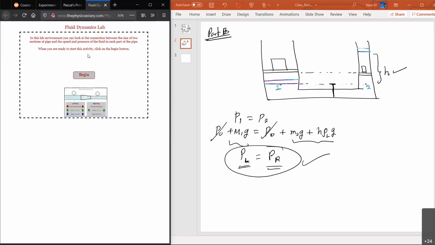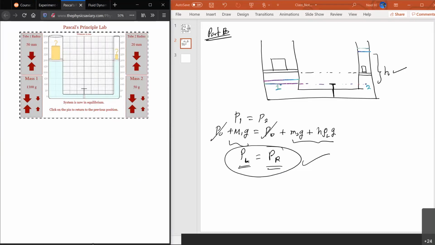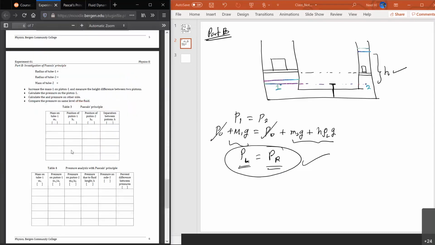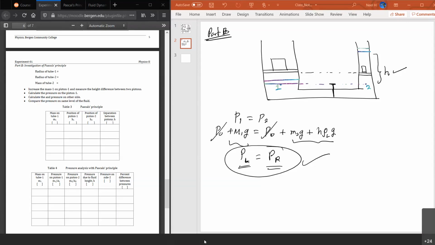All right, guys, let's continue now. Everything is set up on our first data set, so we can extract. Let's take a look at part B. There are two tables again, Pascal's principle. Table number 1 has the mass, the position of the piston 1, and the position of the piston 2. By knowing those two, I can get the separation, right? Let's continue.